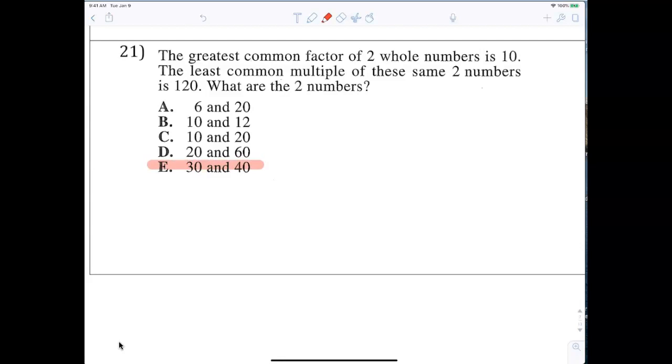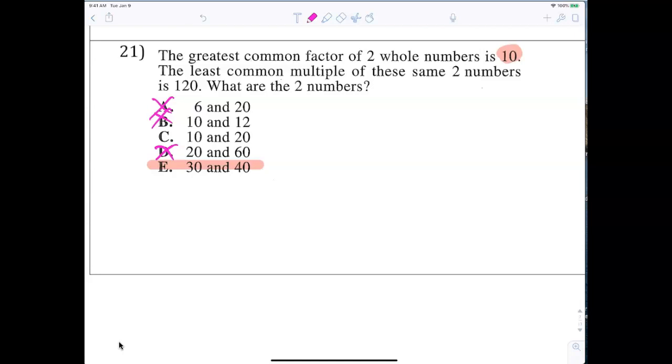Well, first of all, if the greatest common factor is 10, can it be A, B, or C? Well, it could be C, but it can't be A or B, right? Because 10 is the greatest common factor of C. Is it D? No, because 20 would be the greatest common factor then.